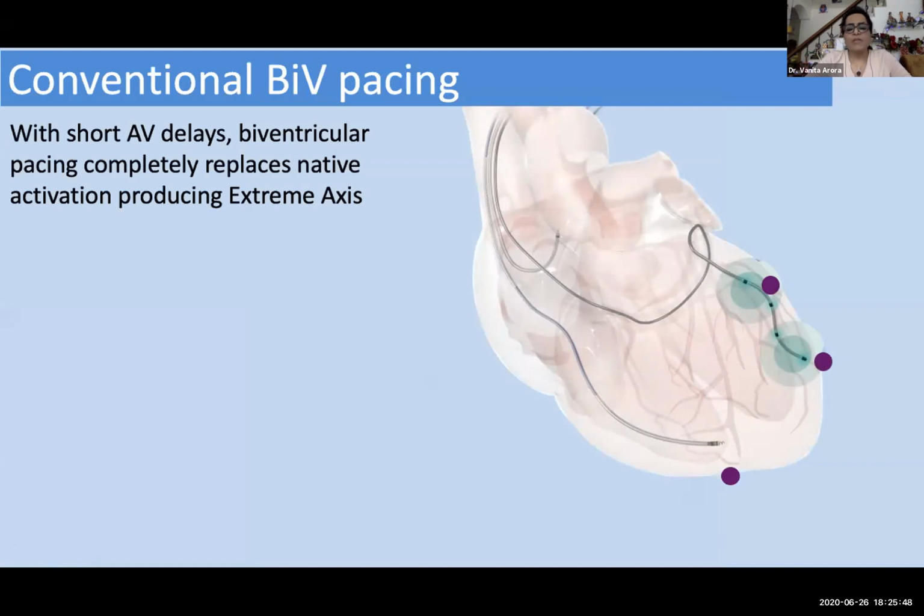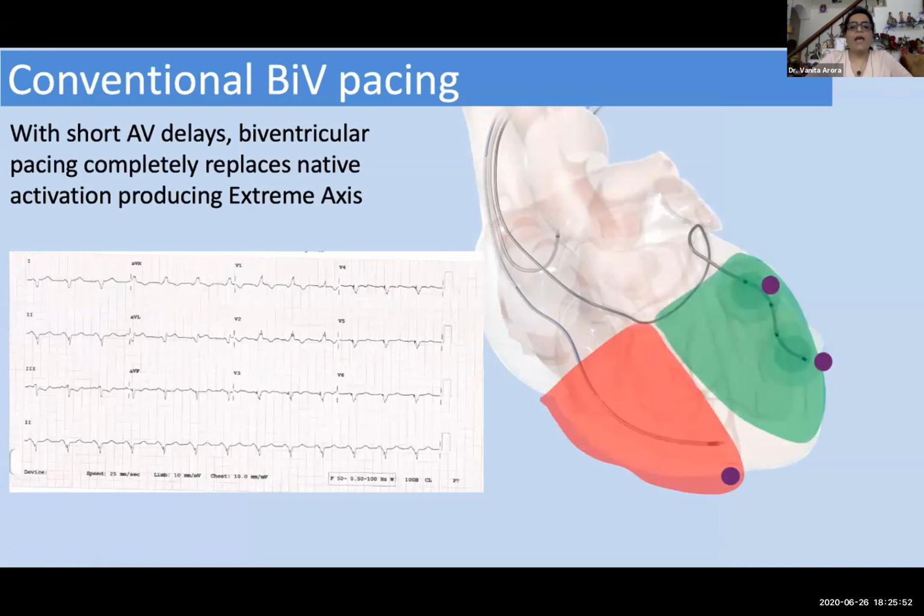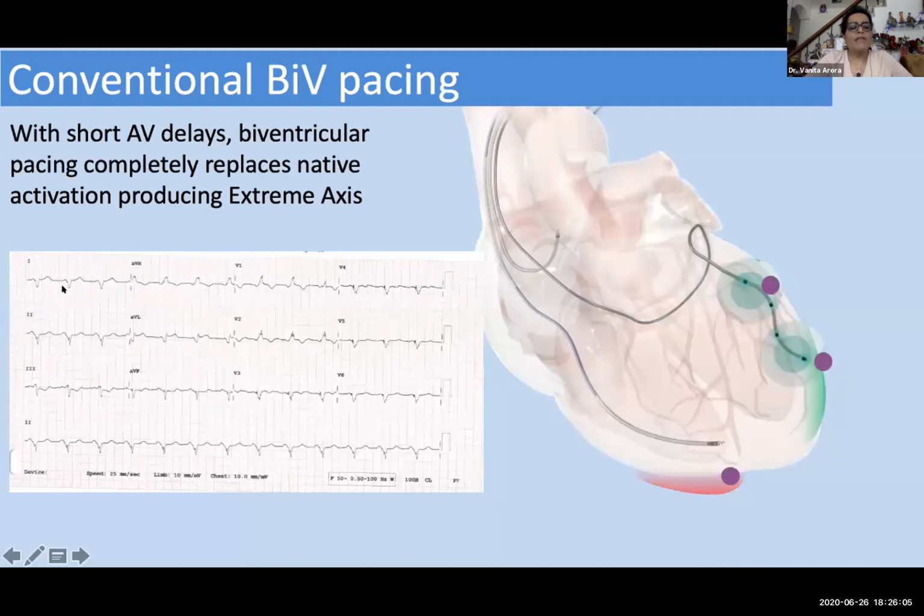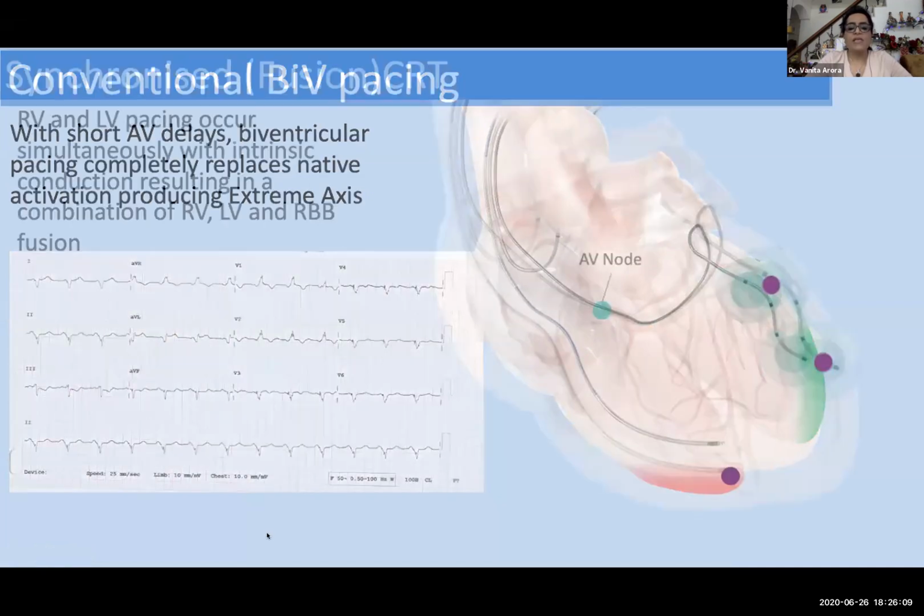This is the conventional biventricular pacing, whereby we program a shorter AV delay, and the native activation is replaced by an extreme axis with pacing from both the LV and the RV, and the QRS on the ECG shows positive V1 and negative lead 1 and an extreme axis that we have just discussed.